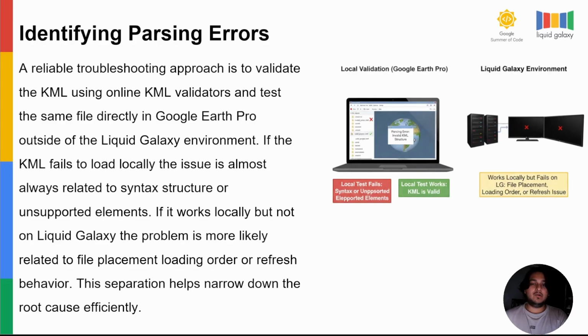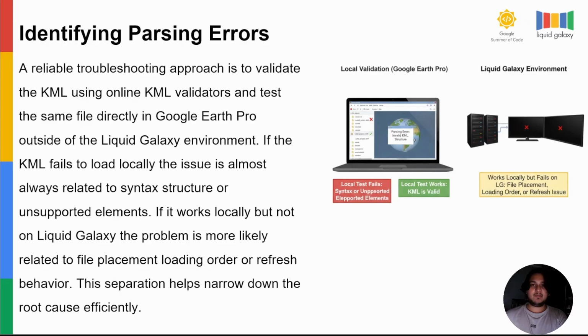Now, two very different outcomes are possible here. First case, the KML fails to load locally. When this happens, the issue is almost certainly related to syntax errors, structural problems, or unsupported elements inside the file. For example, the file may contain invalid XML or a missing namespace, or the KML features are not supported by the version of Google Earth. In this situation, there is no need to debug the Liquid Galaxy at all. The problem is entirely inside the KML file and it must be fixed before testing in a multi-screen environment.